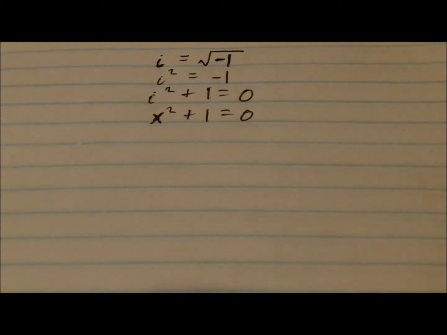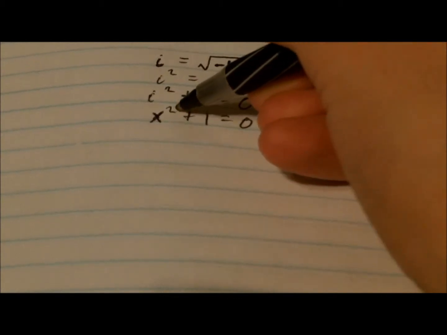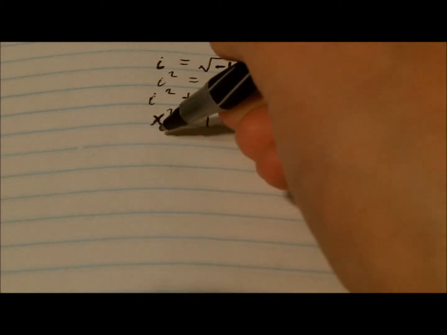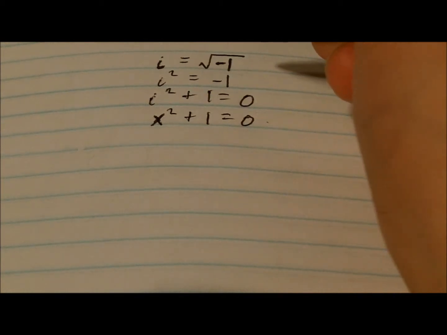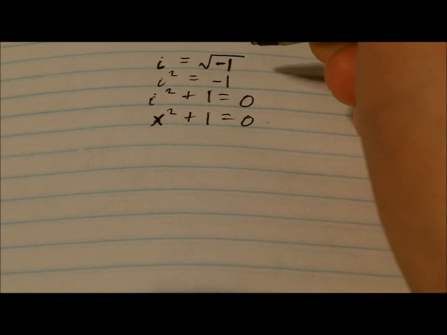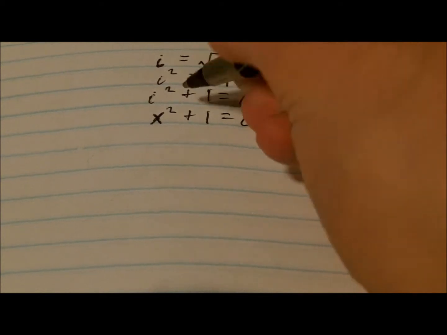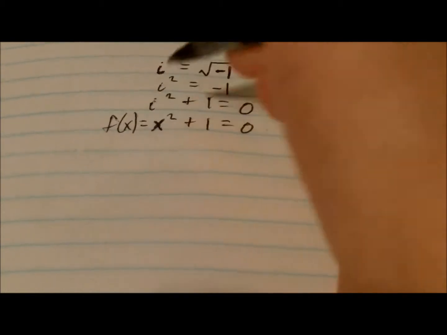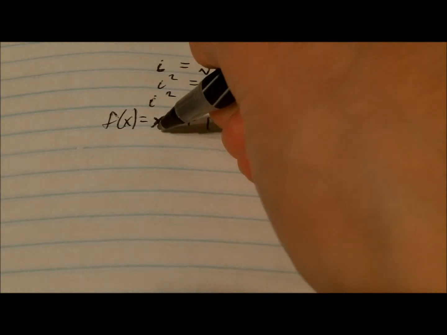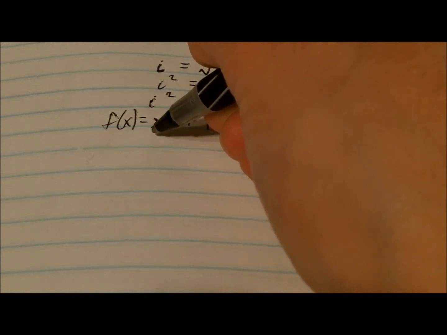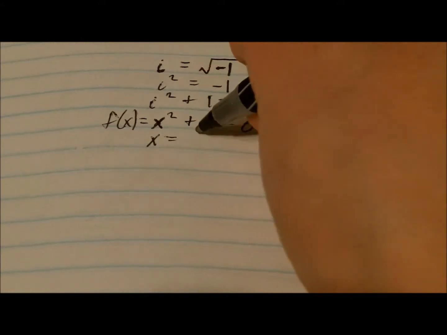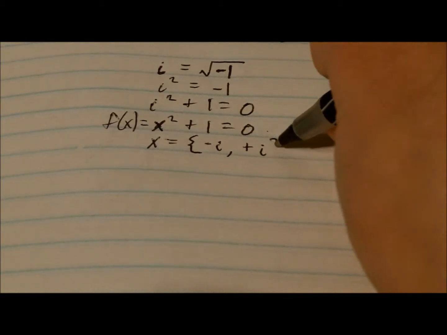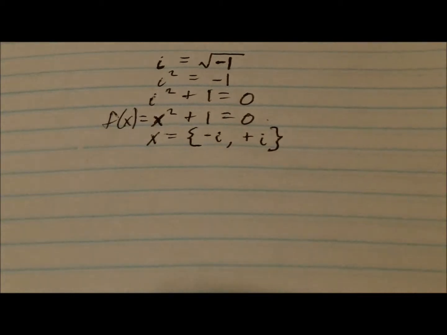In fact, to be more precise, there are actually 2 and only 2 solutions to this polynomial, and they are not just positive i, but also negative i. So for this polynomial, I'll say f of x equals x squared plus 1, the solutions are the set negative i and positive i. Those are the 2 solutions of the polynomial.